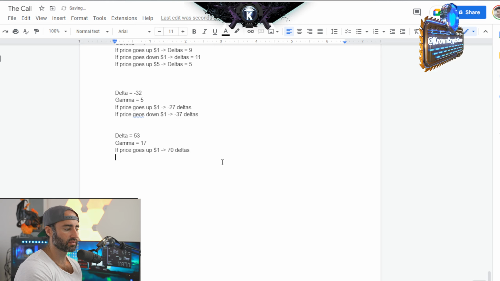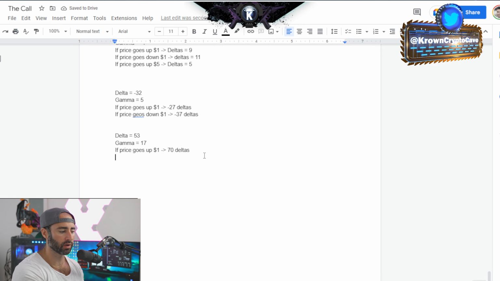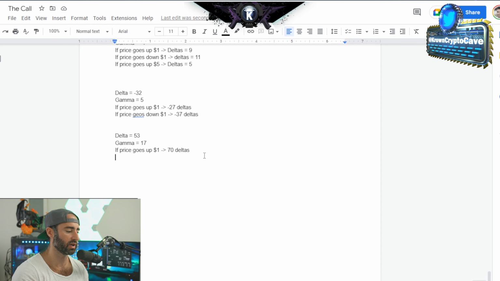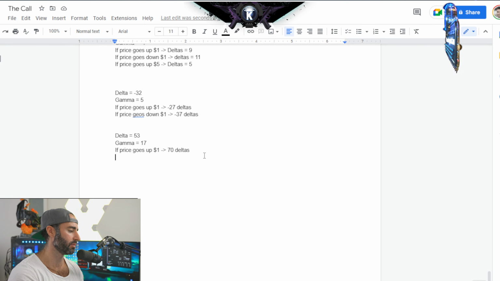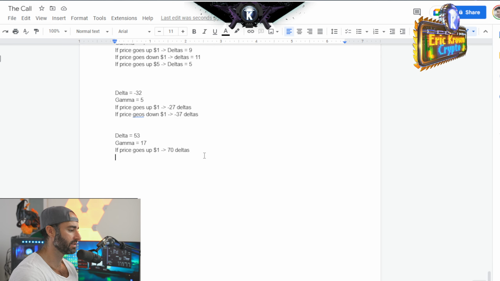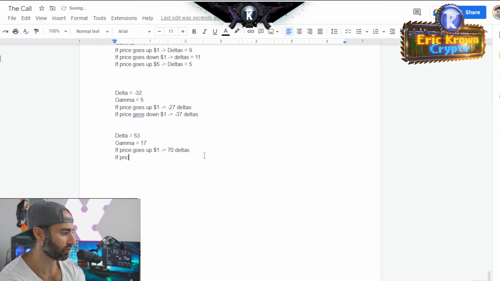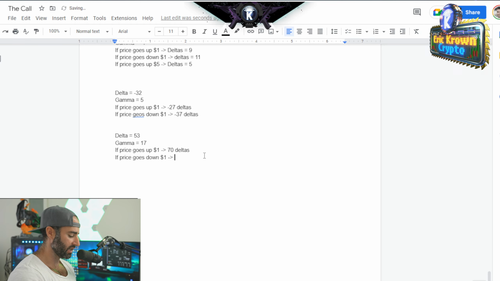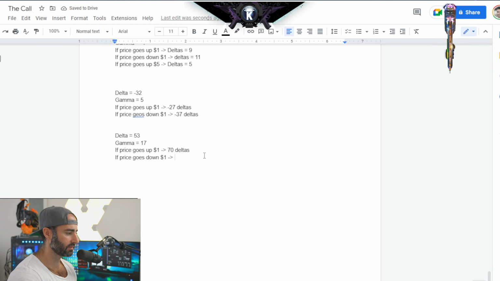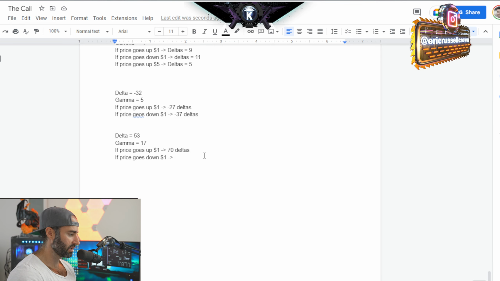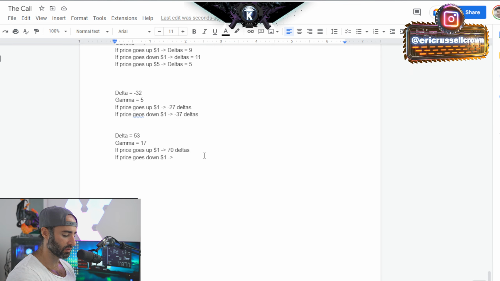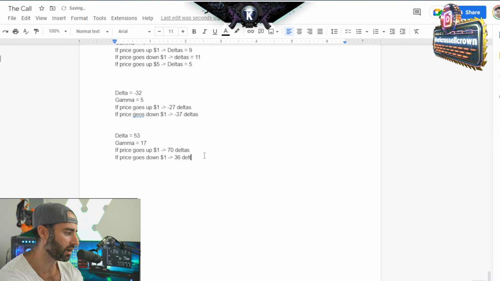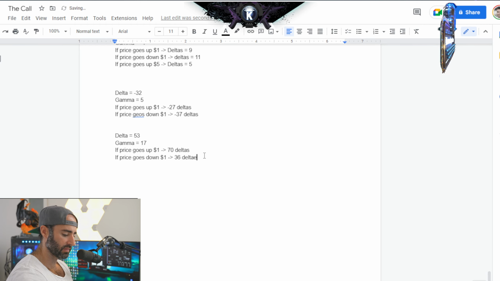So in this case, as we're gaining more long deltas as price goes up, we're obviously long biased. We want price action to continue to go up. That's where our profit is. And if price goes down $1, how many deltas do we have? 53 minus 17, that's 36 deltas. Still long, but we lost some of our upside exposure.